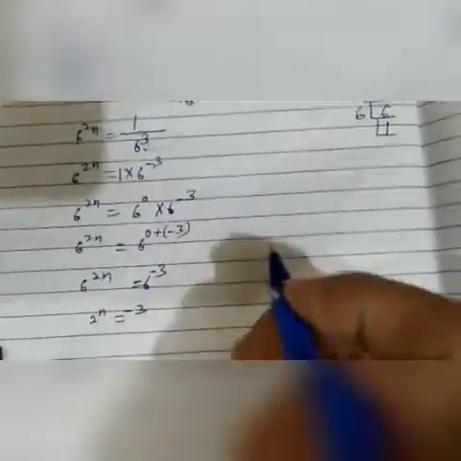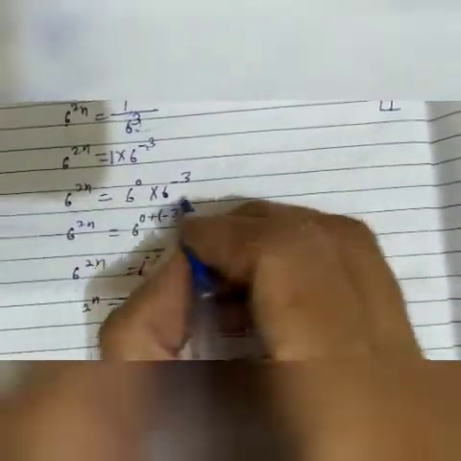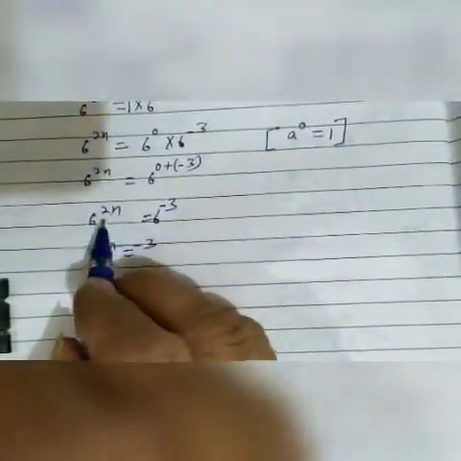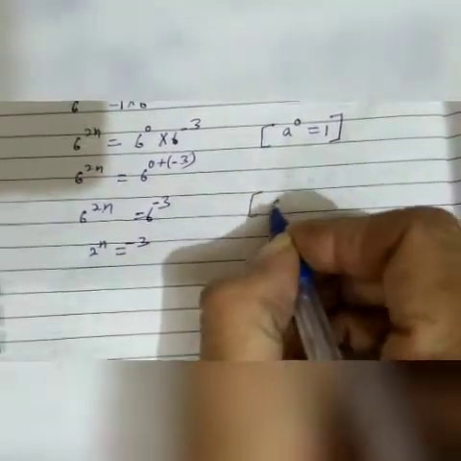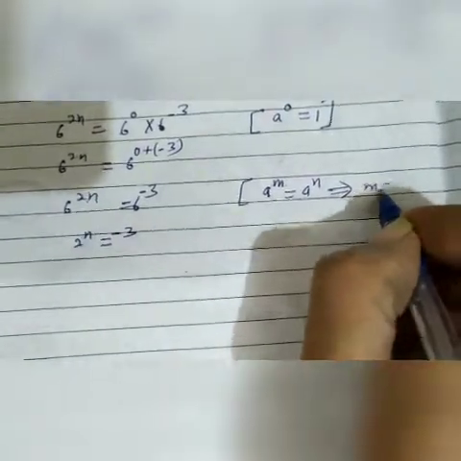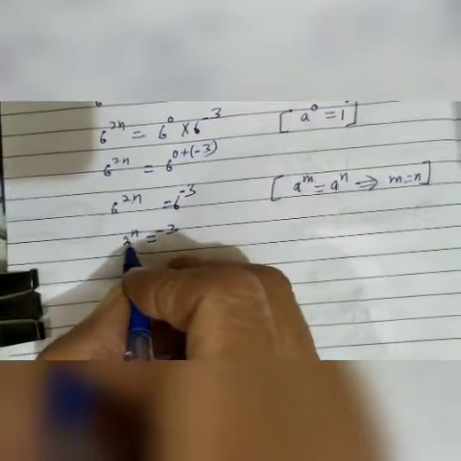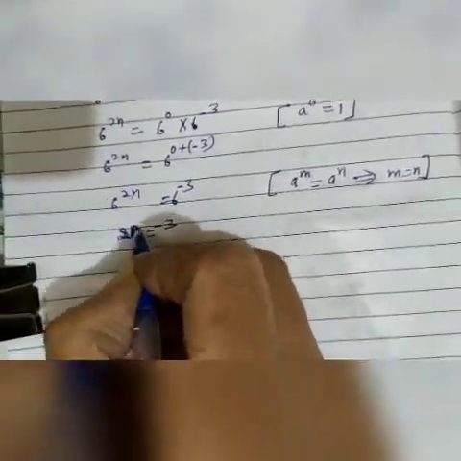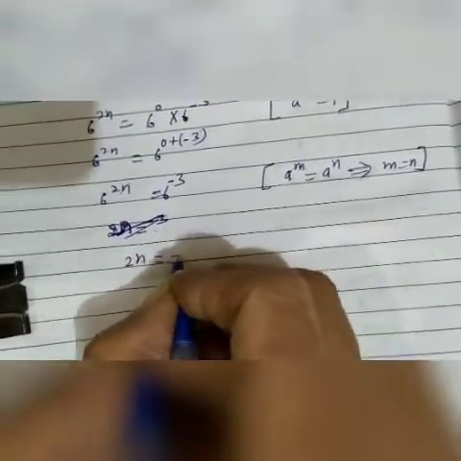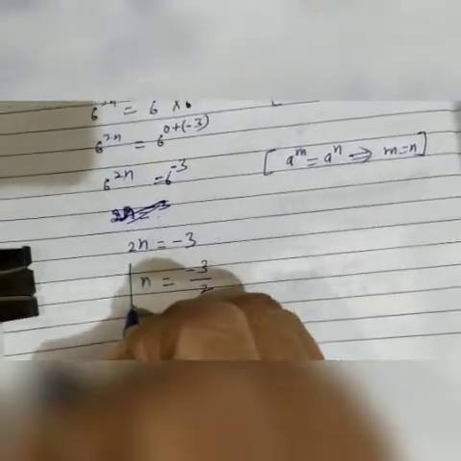Here we have to mention the law, which law we are using. Here, which law is used? a power 0 is equal 1, and here both side bases are same, so we can write directly a power m is equal a power n. It gives m is equal n. So it is 2n. 2n is equal minus 3, then n is equal minus 3 upon 2.